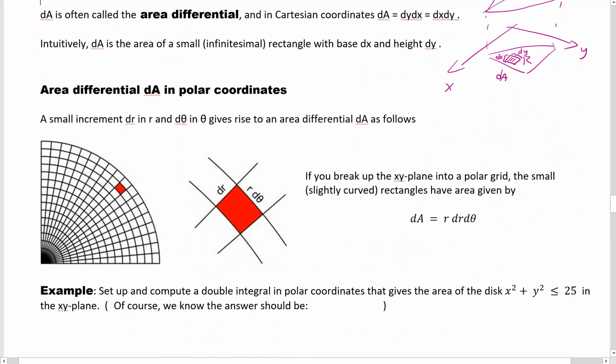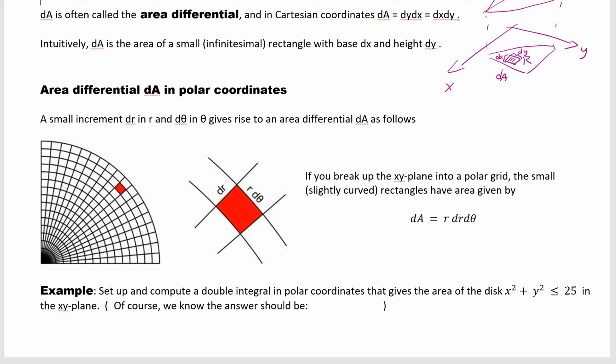A small increment dr in r and d theta in theta will give rise to an area differential dA as follows. If we break up the xy plane into a planar grid, the small piece does not quite look like a rectangle, but it's a slightly curved rectangle. Okay, then what are the sides? This one is the change in r, so this is dr, right?